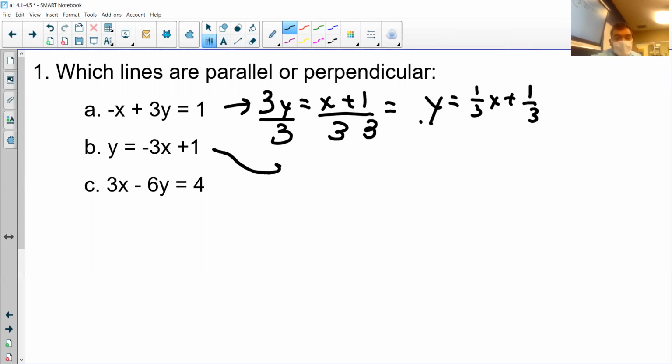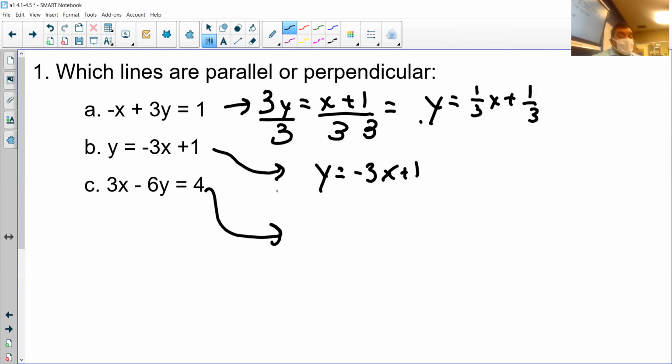This one, B, thankfully, is already written in the correct form. So that's easy for us. The coefficient of x there is 1/3. Meaning they're both 1/3. For B, you can stop right there. Hold up, let's get all of them and then we'll talk about comparing them, okay?